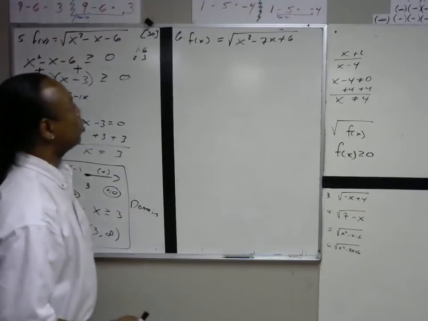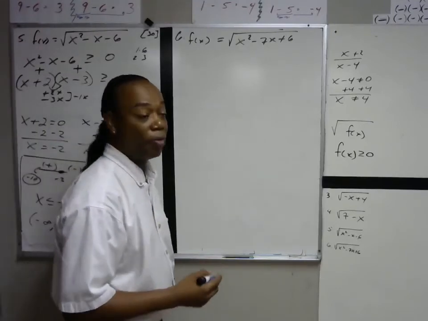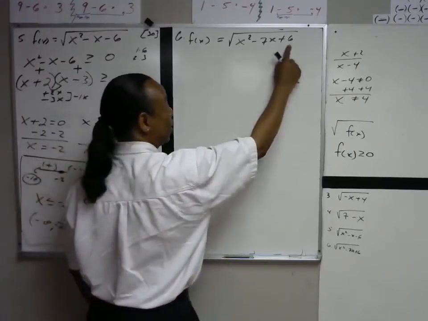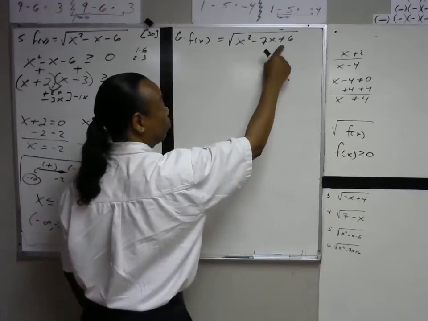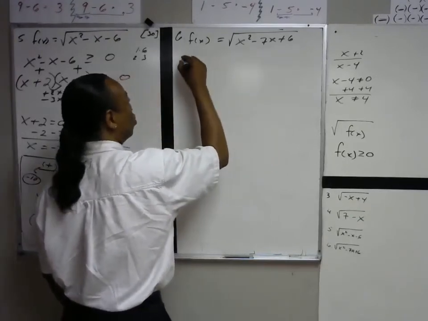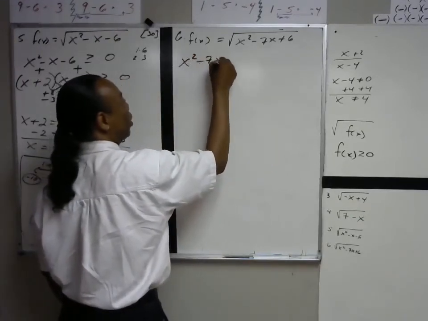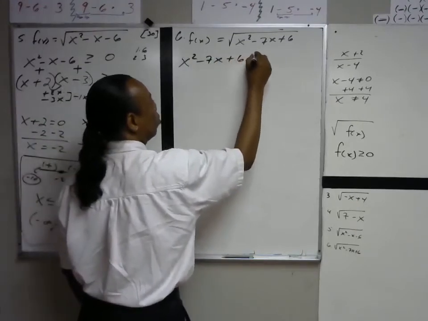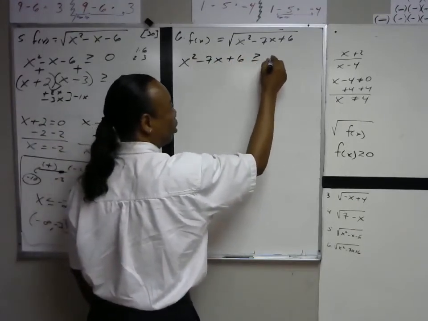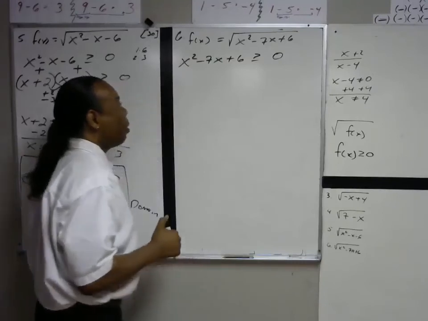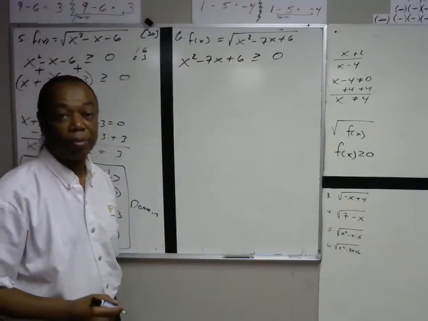Okay. Number 6. We're going to find the domain of this expression. And again, the radicand contains a quadratic. So we'll take x squared minus 7x plus 6, and we'll say that it's greater than or equal to 0. I'm going to solve this by factoring.